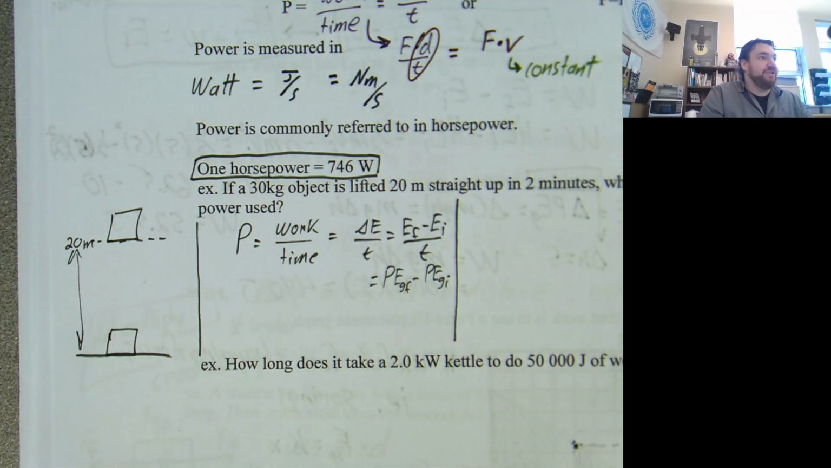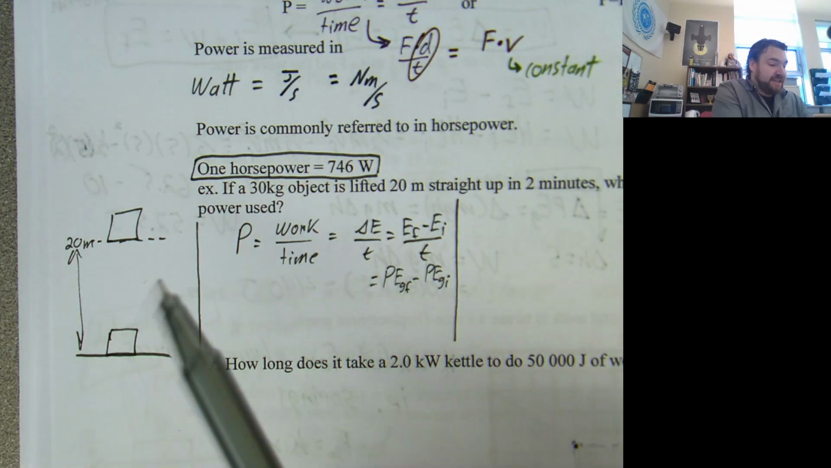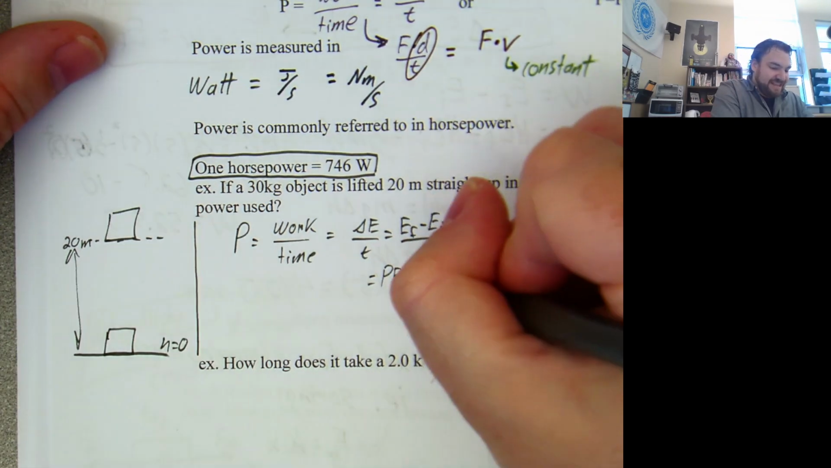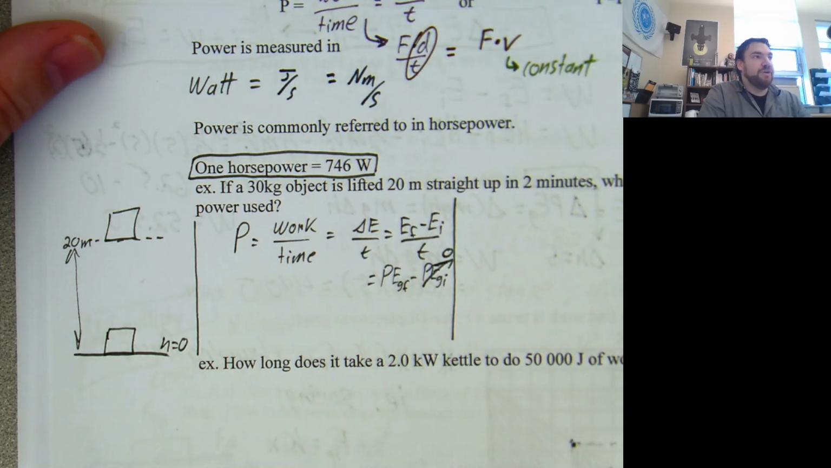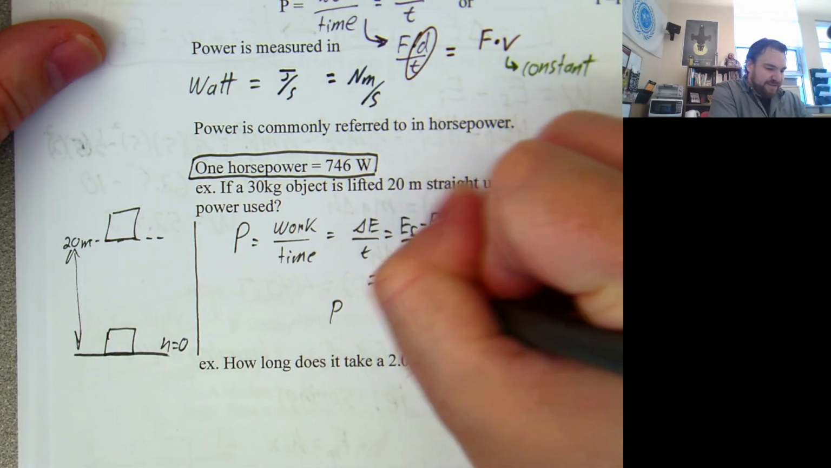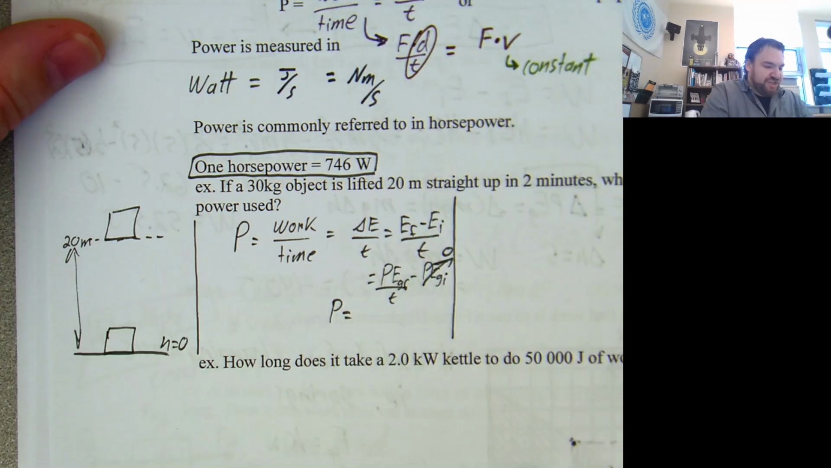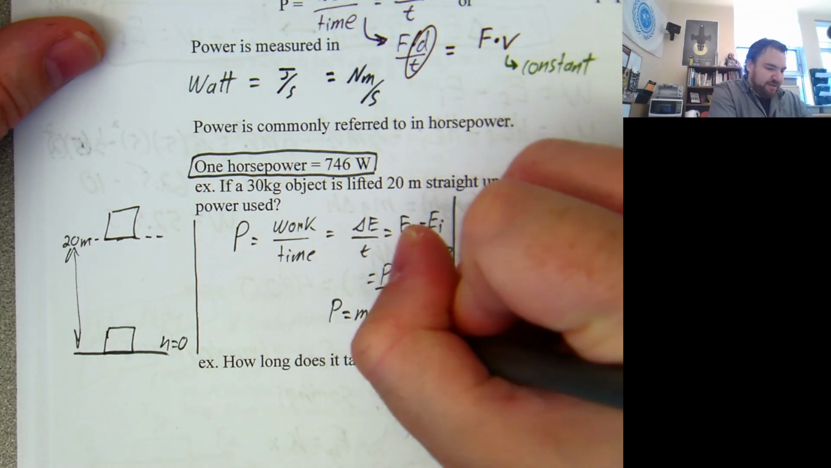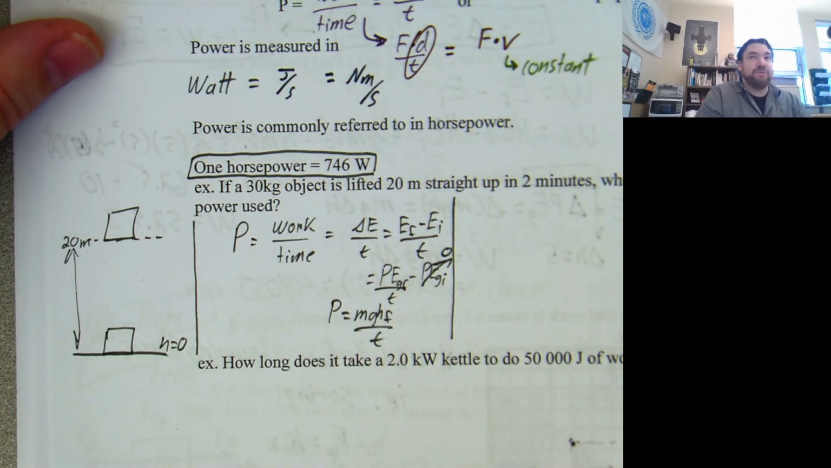and how much potential energy does it have to start? Zero. Zero makes sense. It makes sense to call this height down here height zero. So then this is gone. There is no initial gravitational potential energy. So then power is just going to equal mgh final divided by how long it took to do that.